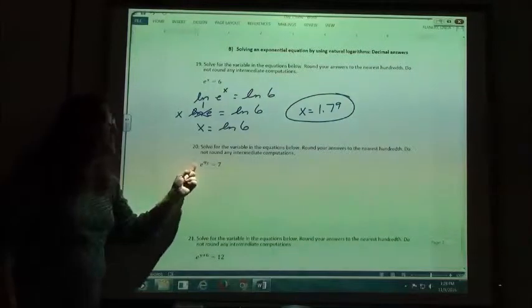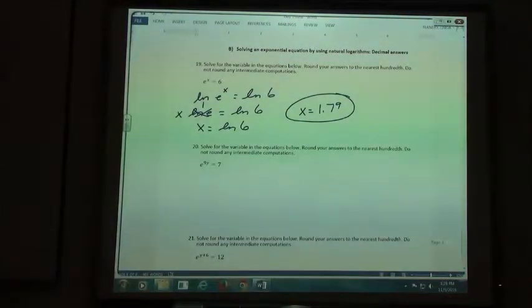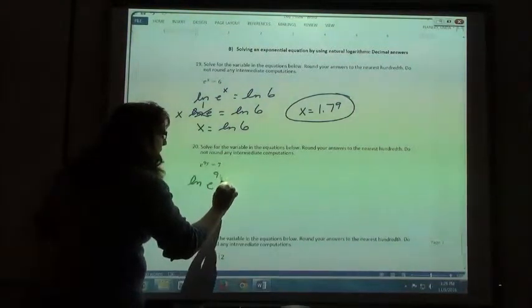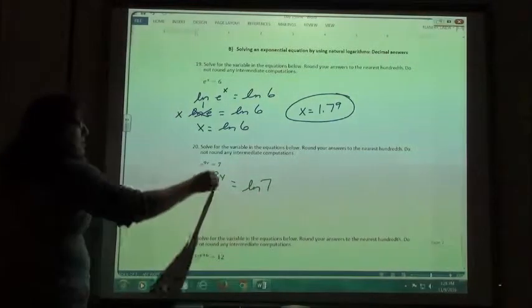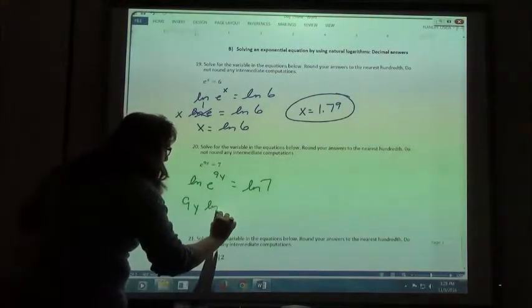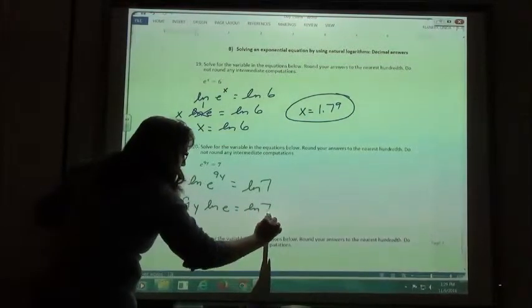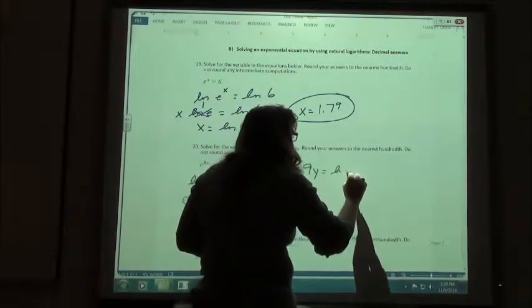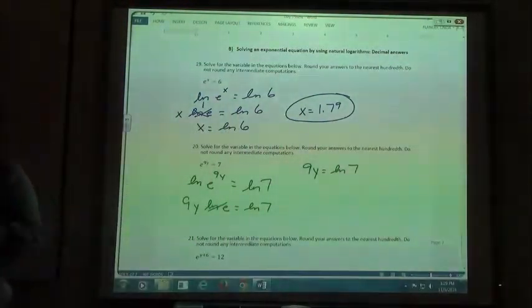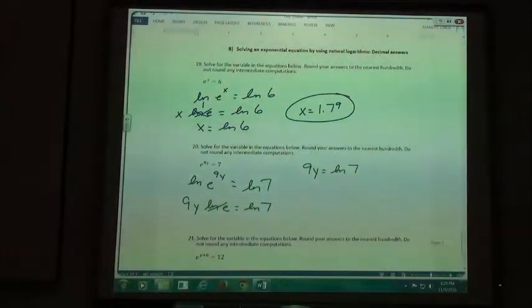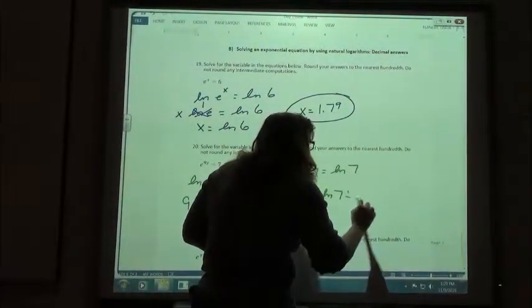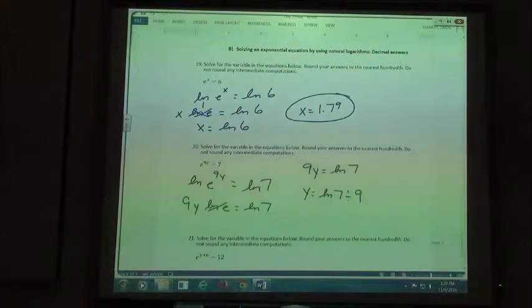So, same thing at number 20. If I'm going to solve that, because I have a base E, we're going to use the natural log instead of a log. Can we just skip everything and just do ln 7? You could. Well, then 9y natural log of e equals the natural log of 7. So I have 9y equals the natural log of 7. And I still have to do what to solve that for y? I have to divide that by 9, right? So y is going to equal the natural log of 7 divided by 9. And then I'm going to punch that into my calculator.